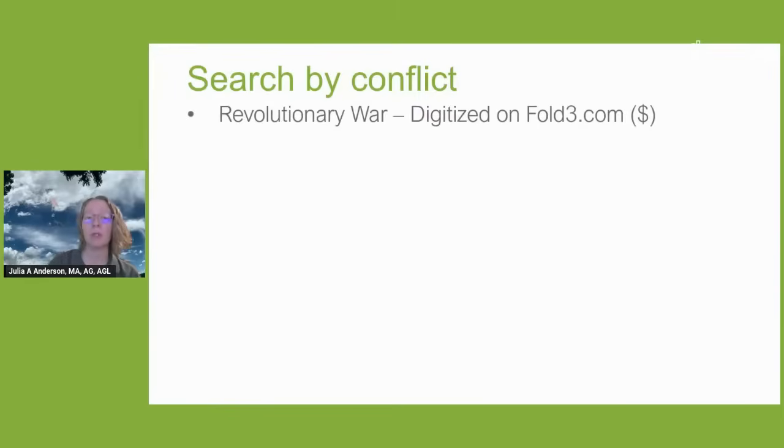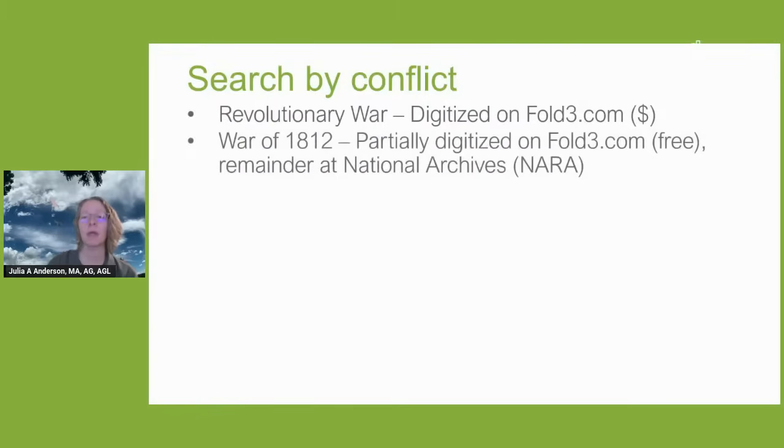Pension files for the Revolutionary War are digitized and available on fold3.com. Files for the War of 1812 are in the process of being digitized and available on Fold3. So far, the collection is 88% complete with over 1.4 million files. The project is going alphabetically from A to Z, and they are currently working on the surnames that start with the letter S. The remainder of the files are only available at the National Archives and Records Administration, which is abbreviated as NARA, and that is located in Washington, D.C.